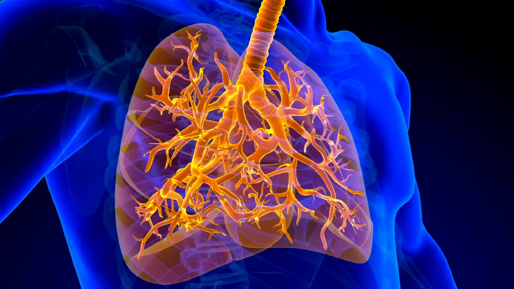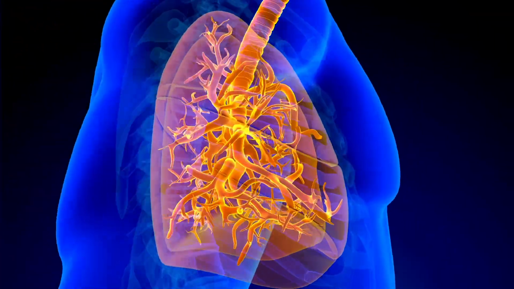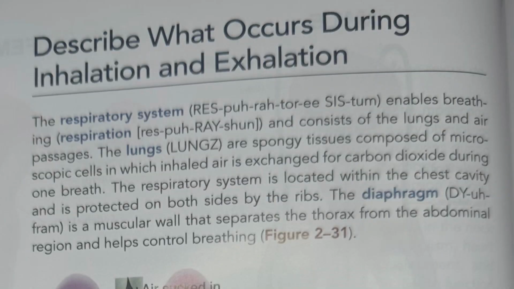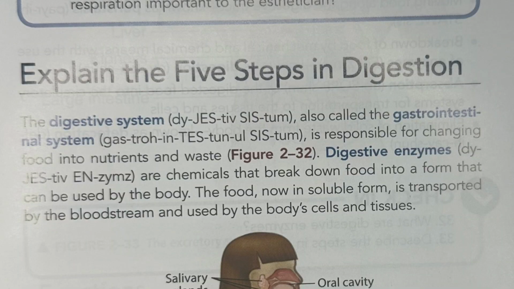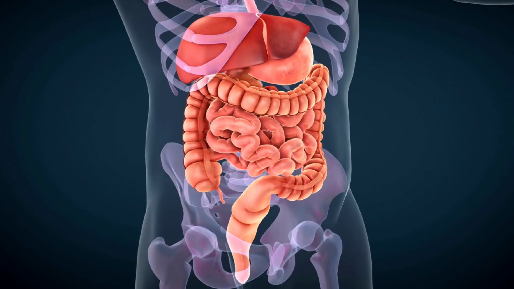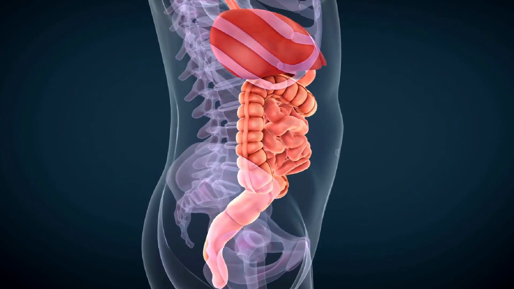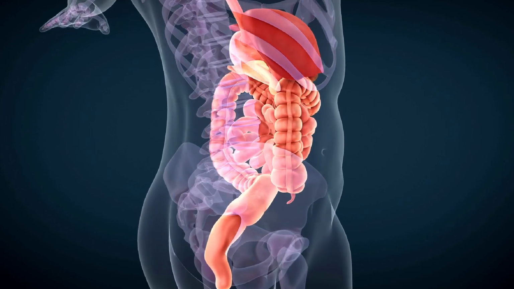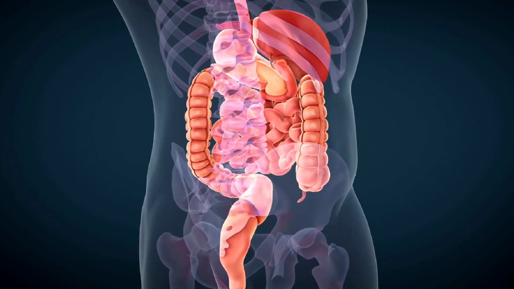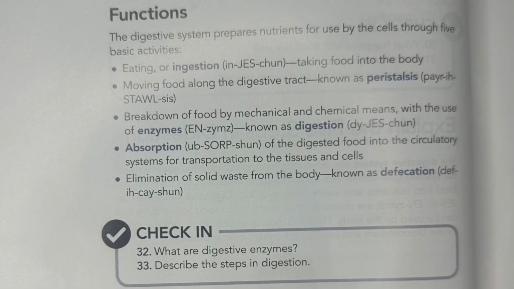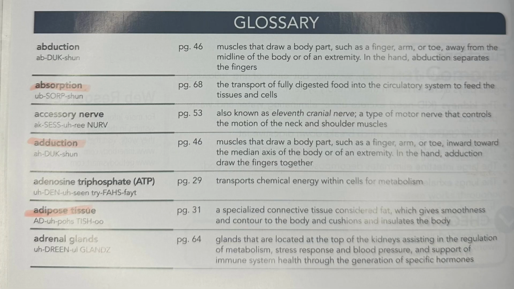Respiratory system. Inhalation. Oxygen enters lungs. Exhalation. Carbon dioxide leaves. Digestive system. 5 steps of digestion: ingestion, propulsion, digestion, absorption, defecation. Excretory system. Organs: kidneys, liver, skin, lungs, large intestine. Function: eliminate waste products. Book's glossary wrap-up.